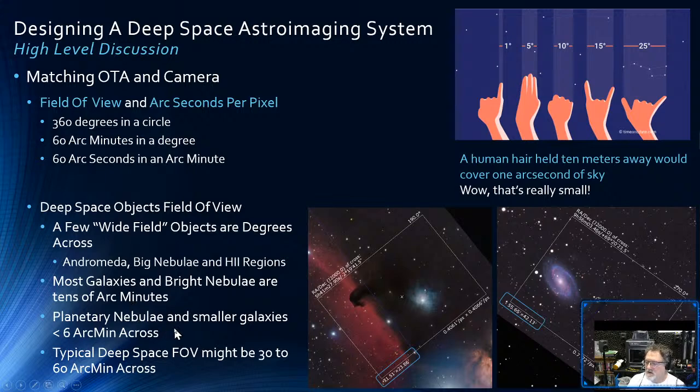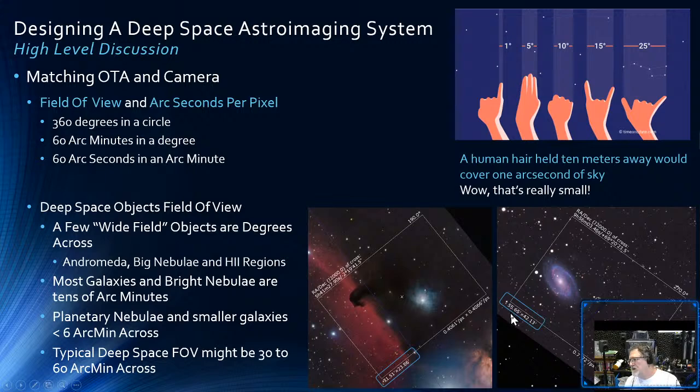And then there are even smaller objects that you might want to image, planetary nebulae and smaller, further away galaxies, which tend to be less than, say, 6 arc minutes across. It's hard to say what people have, but I'd say your typical deep space field of view might be 30 to 60 arc minutes across. So here's a couple examples. On the wider side, this is an iconic framing of M81 and M82. You get two galaxies in one frame, and you're going to need about 60 arc minutes.